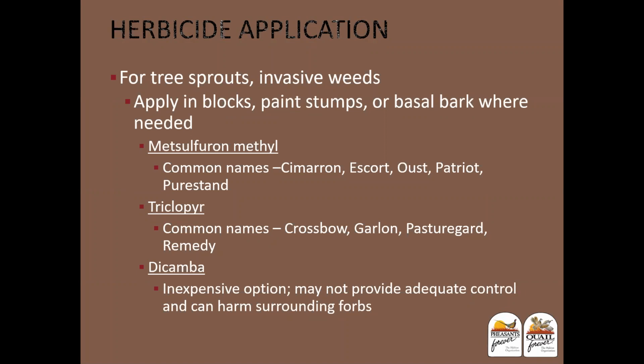Or one that I really like is a basal bark application. That's where you do 2 foot from the base of the stem, 2 foot up and all the way around. That does a pretty good job, especially with your picloram products, so that'd be your Tordon and Garlon. Those would be really good ones to use for basal bark applications. These are just a list of some chemicals that will target your tree sprouts and other woody invasives, and then their common names around it.